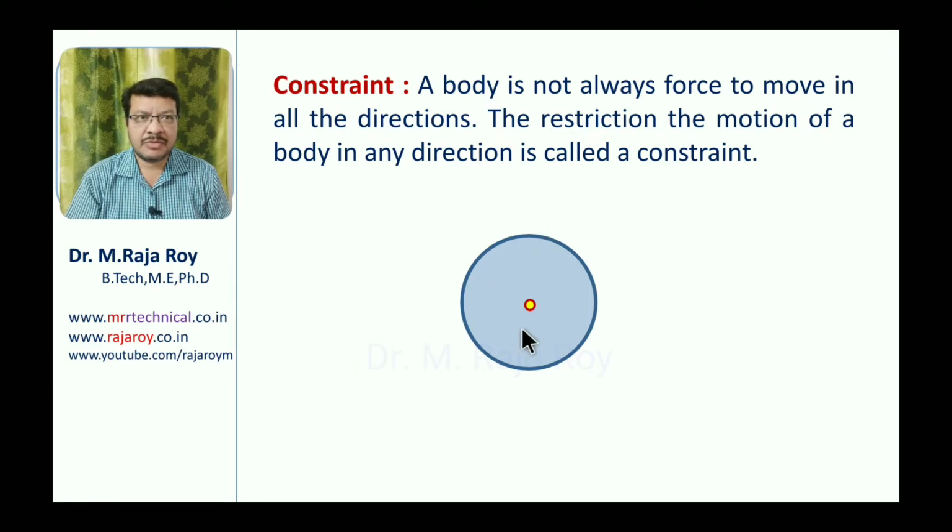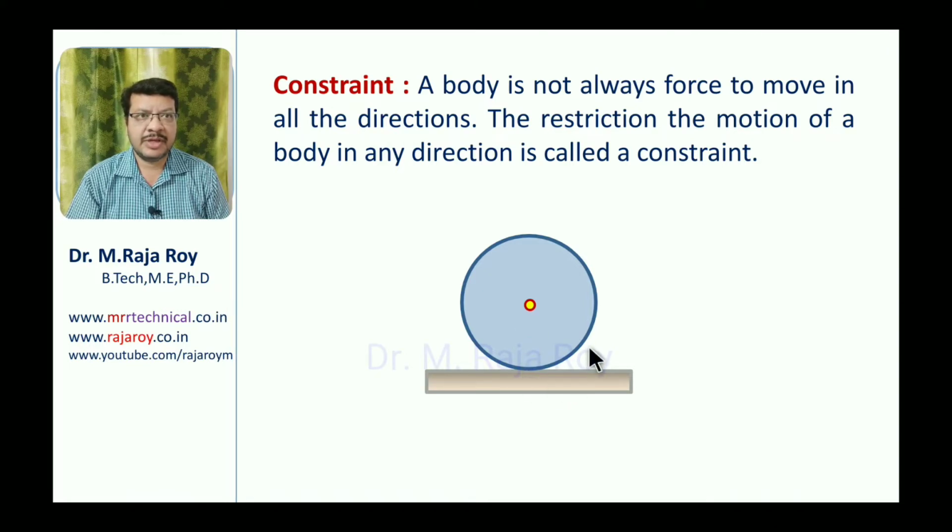For example, if you observe this sphere here, now this is allowed to move along positive x, positive y, negative y. Now if I place some restriction here, now this can't move in the downward direction. That means negative y direction is restricted. So this restriction to the negative y direction we can call as constraint, one constraint. Now this is constrained to move along the y direction.